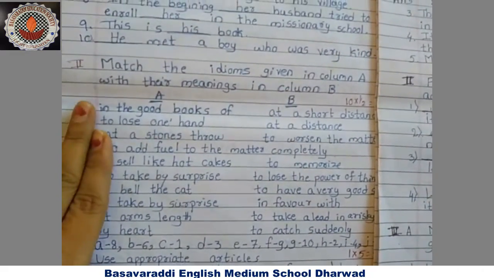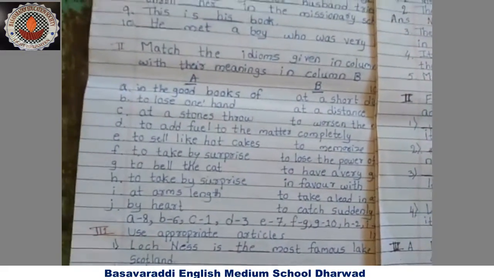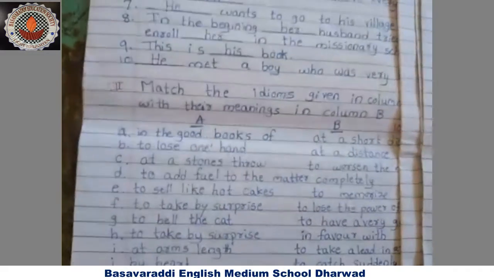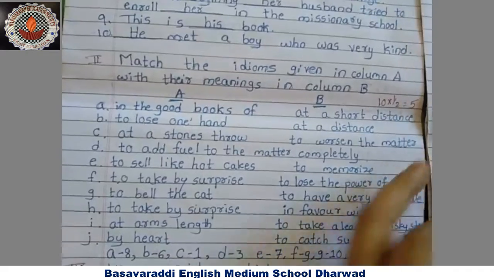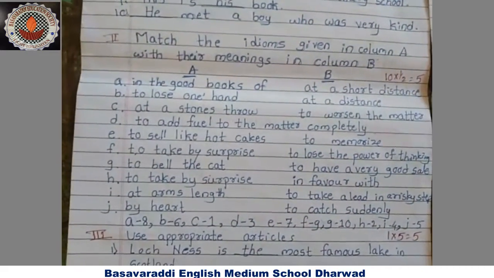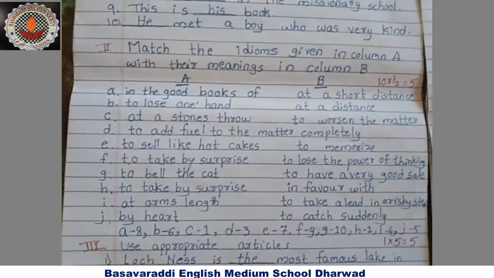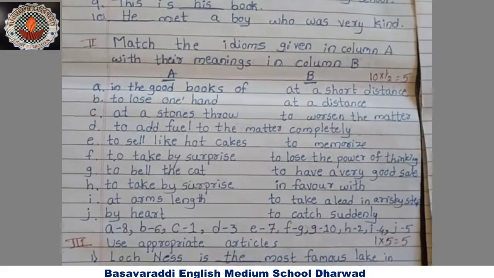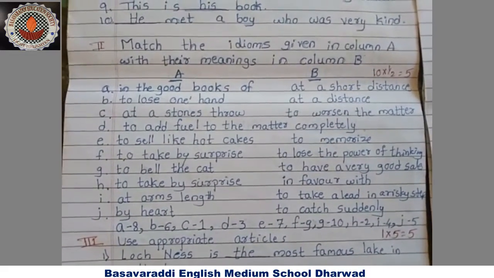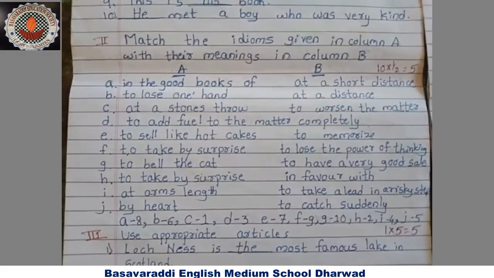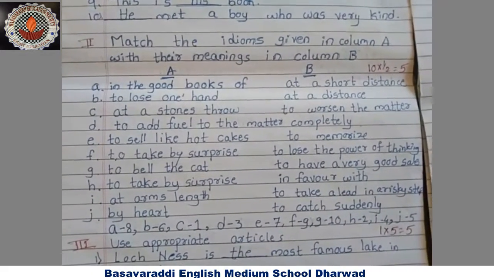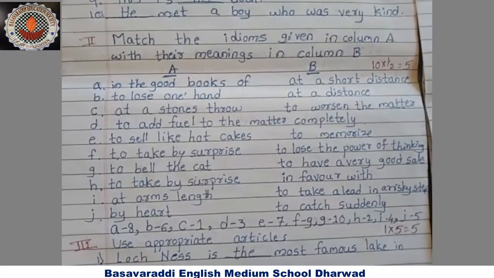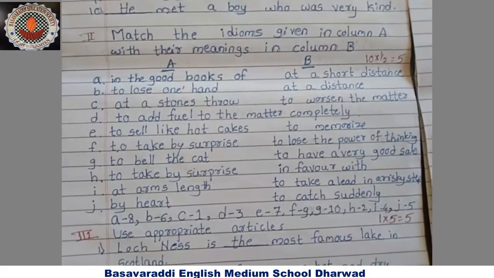Match the idioms given in column A with their meanings in column B. So what we have to do here, they have given some of the idioms. In Kannada, as I told you, idioms means naanudi, like kalige buddhi helu, which means to escape from somewhere. Like this, in English, such phrases are called idioms.